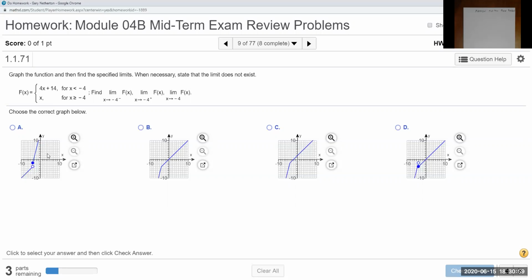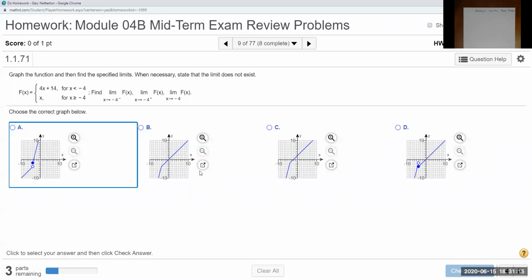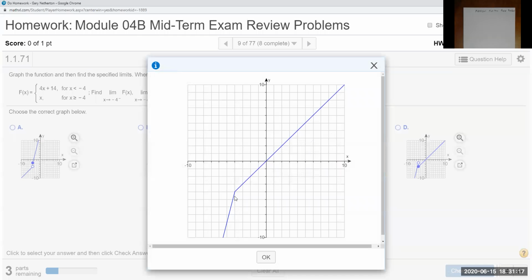So the first step is to look at each one of these graphs. When x is -4, you can see there's a noticeable difference in the graphs. It's like two different lines.